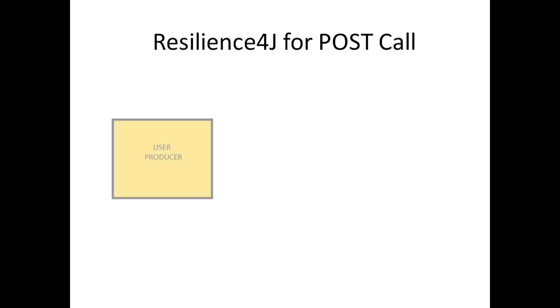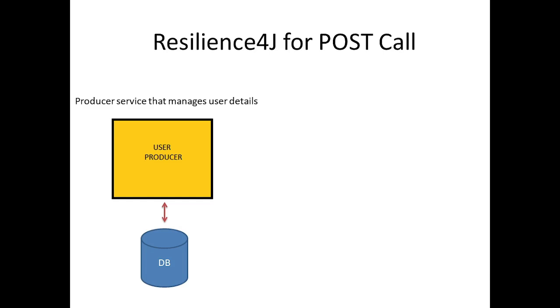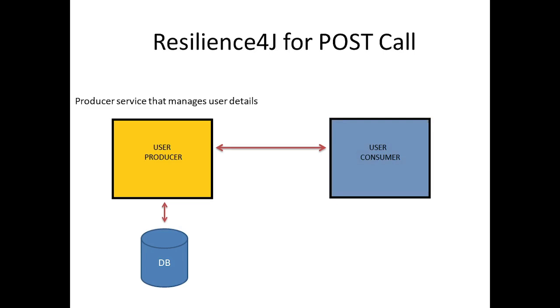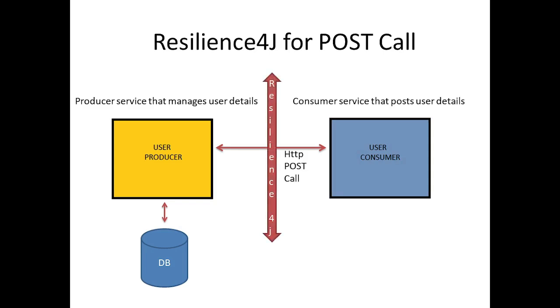So let's create a user producer which is connected to database, and this will produce service that manages user details, and we will use a user consumer which consumes service that posts user details, and we will add Resilience 4J to that post call. So let's get started.